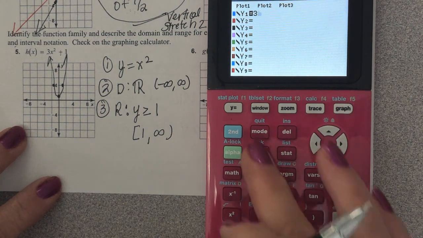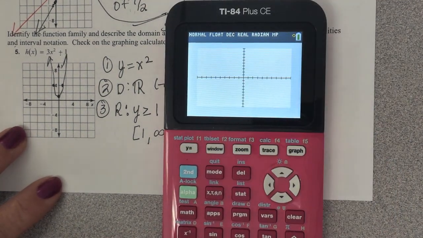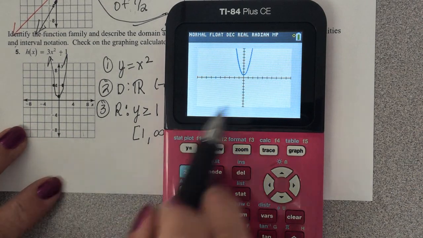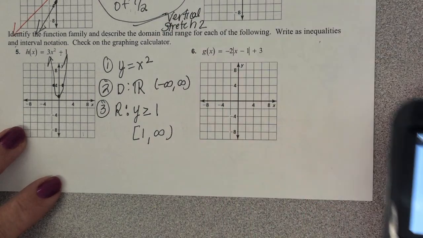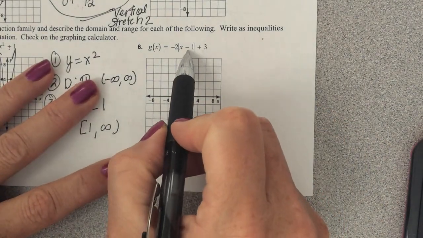And just checking that real quick. Just looking at 3x squared plus 1. I'll just hit graph now because we've done that zoom 6. It's on the right screen. And I can see that we look pretty good there. All right, last one for this. What do you think this is going to do?